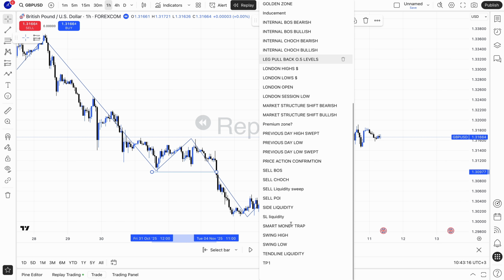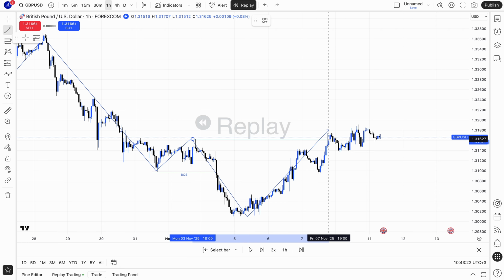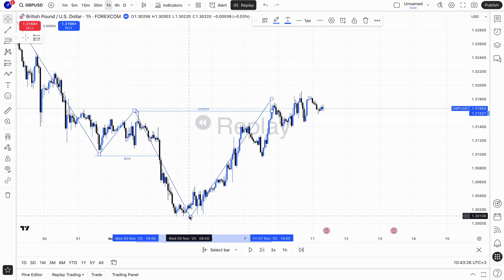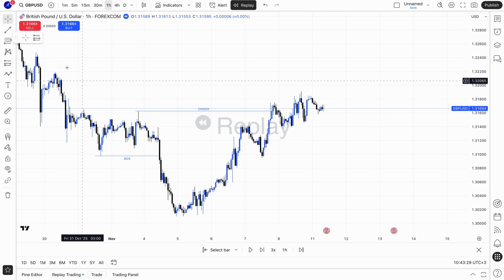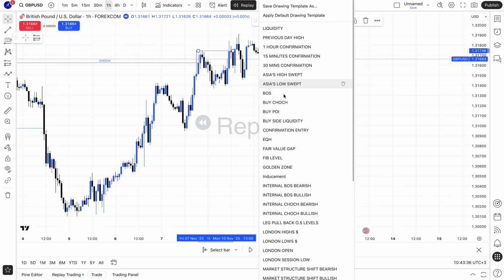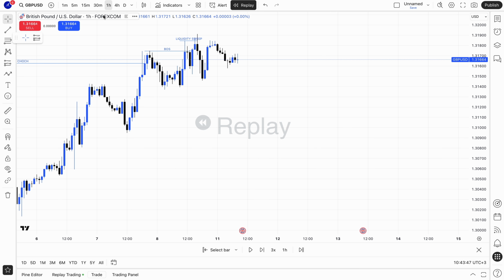Had our break of structure to the downside, then we had our external structure change of character to the upside. So we had our continuation break of structure to the upside, you can see it, and then we had our liquidity sweep. You can clearly see that.